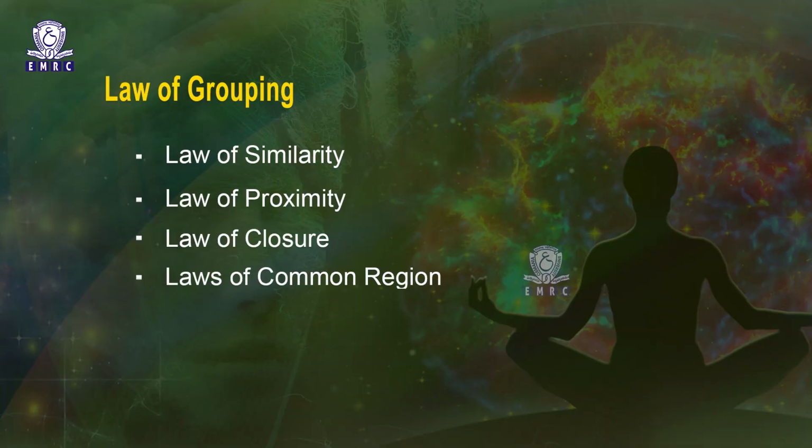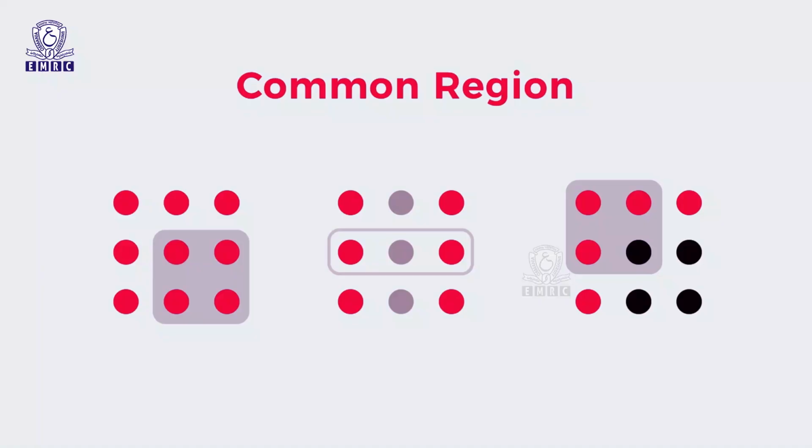Next is the law of common region. The tendency to perceive objects as a group if they occupy the same place within the plane. It also states that the objects which are usually within the identical region are perceived to be together. For example, if the circles are placed at a particular side of the particular plane, we tend to group them as the same. So, this is called the law of common region.